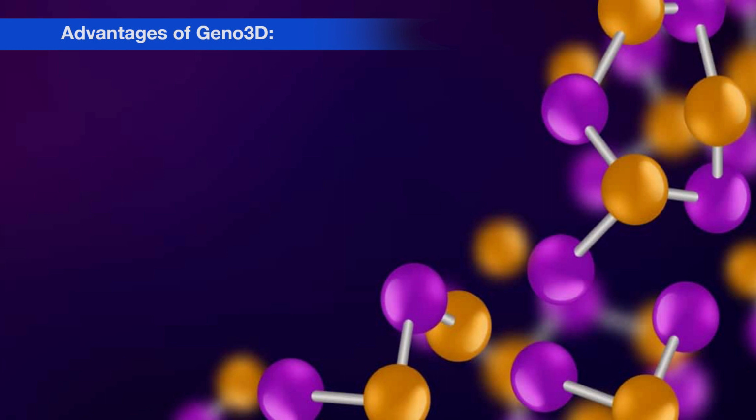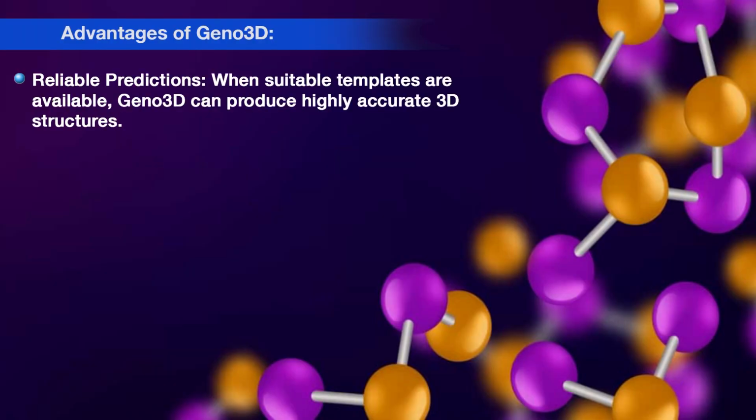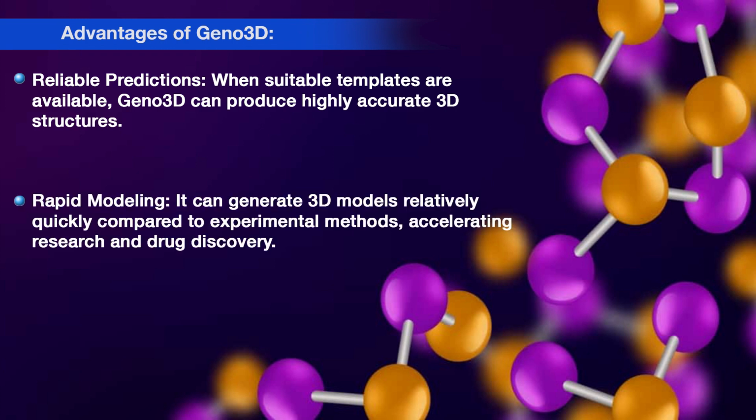Now, let us see a few advantages of Geno3D. Geno3D offers several advantages that make it a valuable tool in protein structure prediction. First one is reliable predictions. When suitable templates are available, specific 3D structure is available, Geno3D can produce highly accurate 3D structures. The unknown sequence can be reported as highly accurate 3D structures. Second, very important, rapid modeling.